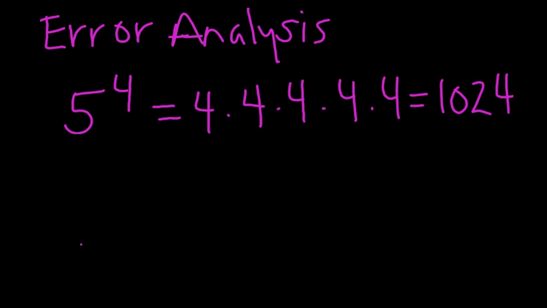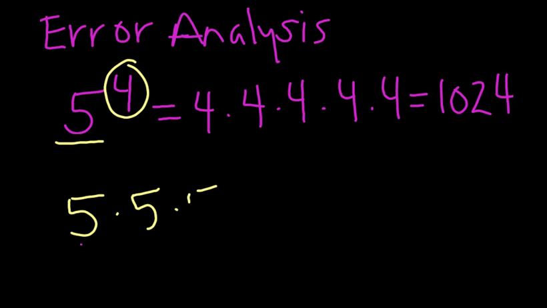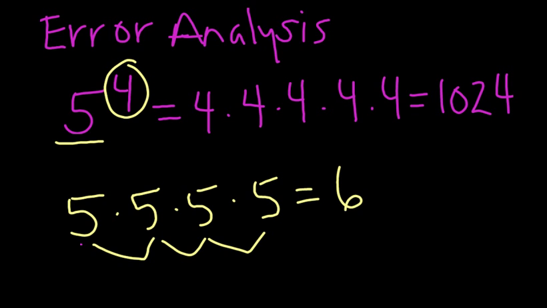Because this is the base, 5, so that's what gets written down. This is the exponent, 4, that tells you how many times to write it down. So 5 times 5 is 25, times 5 is 125, times 5 more is 625. That is the real answer to this problem.